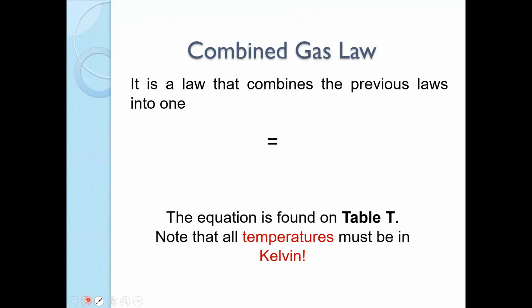Combined gas law. It is a law that combines the previous laws into one. So we can combine the 3 laws to create one law: P1 V1 divided by T1 equals P2 V2 divided by T2. The equation is found in table 2. Note that all temperatures must be in Kelvin.